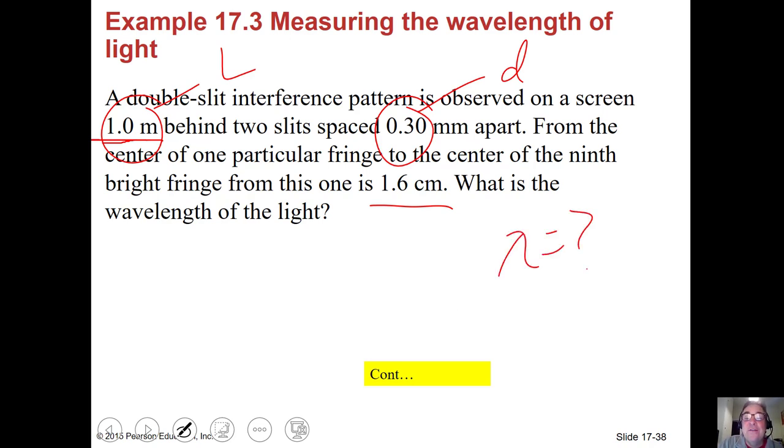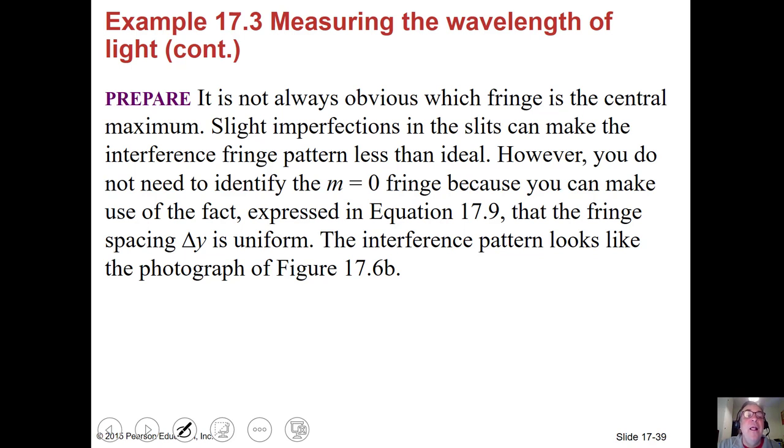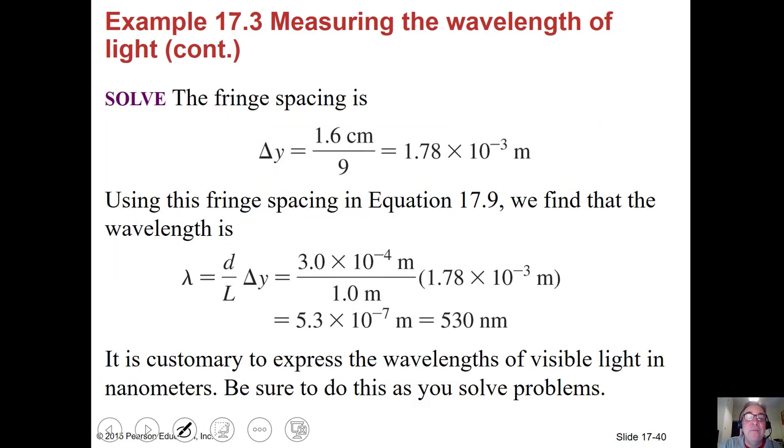So what is the wavelength? Okay, so let's see what we can do with this one. It's not obvious which fringe is the central maximum, right? They don't really tell us that. We just know the distance from one fringe, though we don't know which one it is, to the ninth one is a certain distance. Slight imperfections in the slits can make the interference fringe pattern less than ideal. However, you do not need to identify which is 0, because you can make use of one fact, that the distance between each fringe is delta y. Okay, just like the pictures that we've seen.